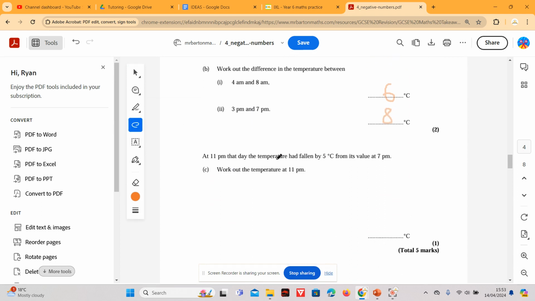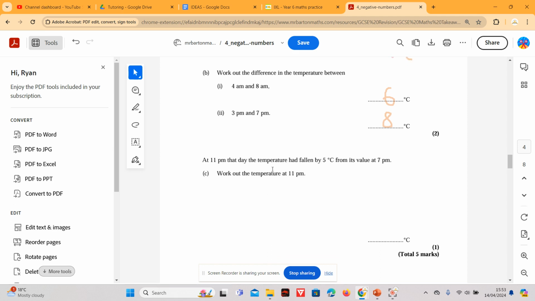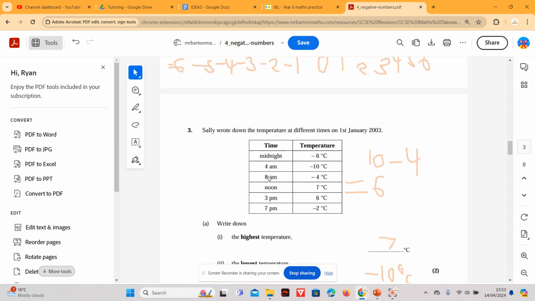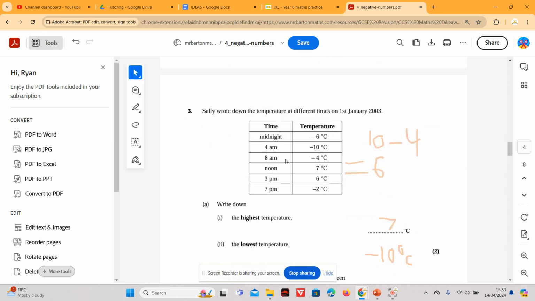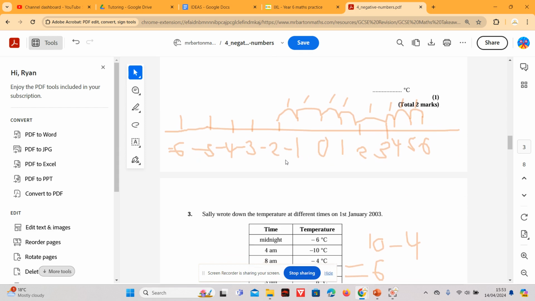Okay, last question for this one. At 11 p.m. that day, the temperature had fallen by 5 degrees from its value at 7 p.m. Work out the temperature at 11 p.m. So, the temperature at 7 p.m. was -2.